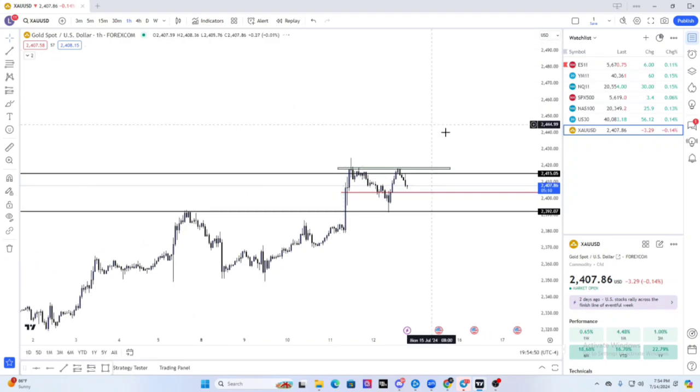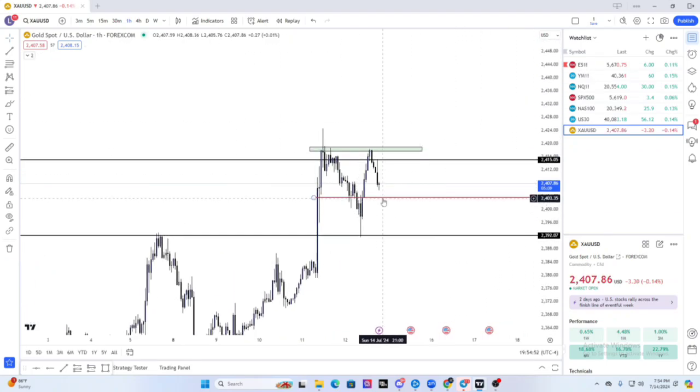Now, again, I'm going to be looking to continue to short gold. I really want to see gold take out this 24.03 here and then come down into the 23.92s. That would be the targets for gold, 23.92.